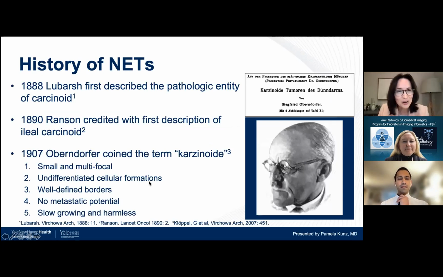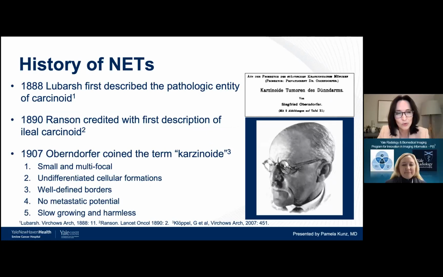I usually like starting with a little bit of history. So neuroendocrine tumors and the description of NETs goes back to the late 1800s. And it was really in the early 1900s that Dr. Oberndorfer, a German pathologist, coined the term carcinoid. It meant cancer-like, and he felt that there were 5 key characteristics: that these tumors were small and multifocal, had undifferentiated cellular formations, had well-defined borders, no metastatic potential, and were slow-growing and harmless.